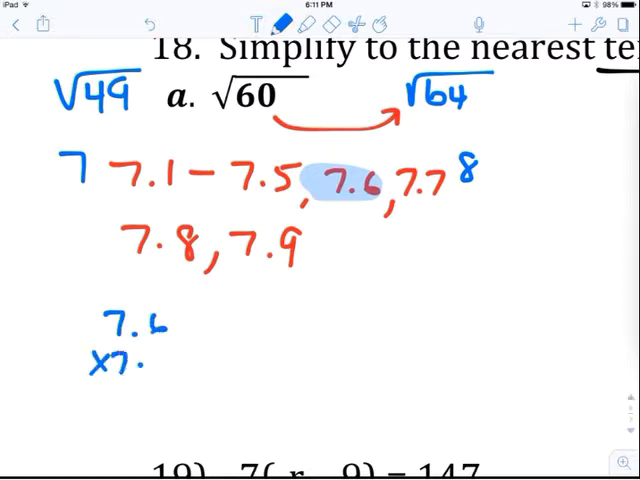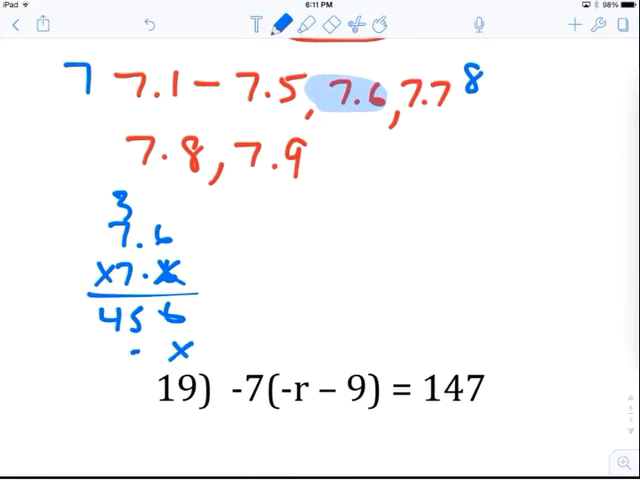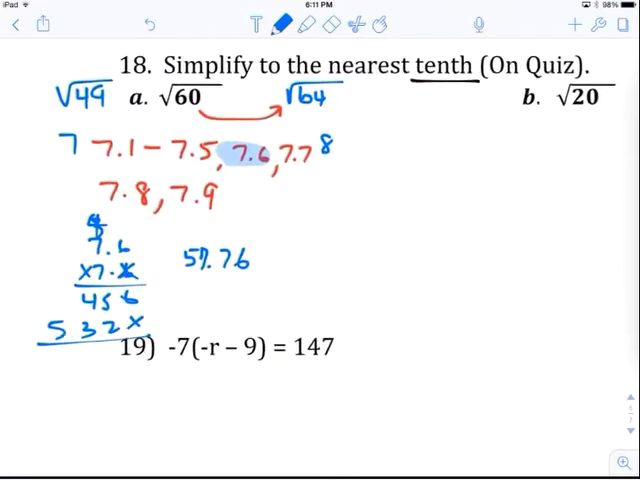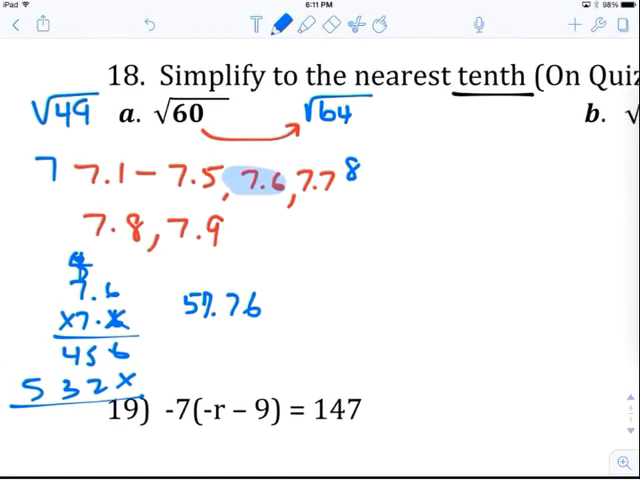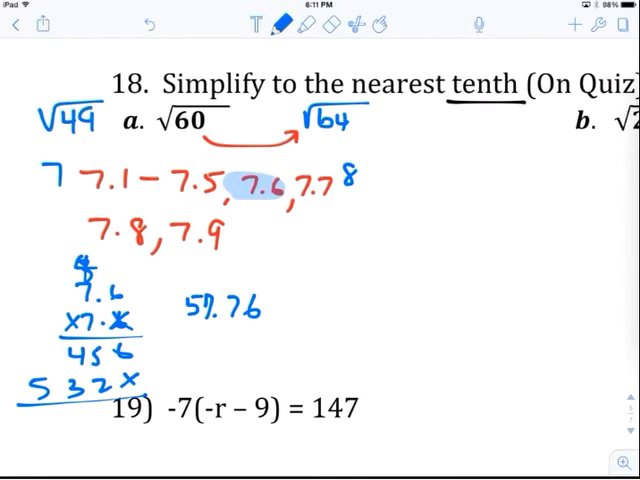7.6 times 7.6: 36, carry 3, 42, carry 4, 49, 53, 57.76. That's pretty close. No, actually, that's kind of far. Did I do something wrong? Let's see, 36 carry 3, 42, 45, 42 carry 4. It's kind of far away. 7.8. Let's do 7.8.